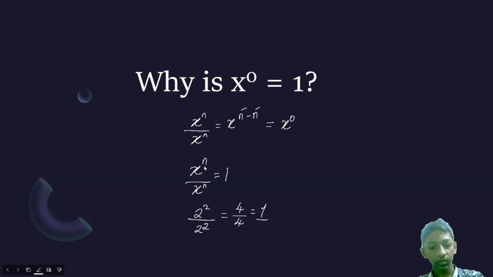So x raised to the power of n divided by x raised to the power of n is equal to 1, and it is also equal to x raised to the power of 0. So x raised to the power of 0 is equal to 1. Now let's move to the second law.